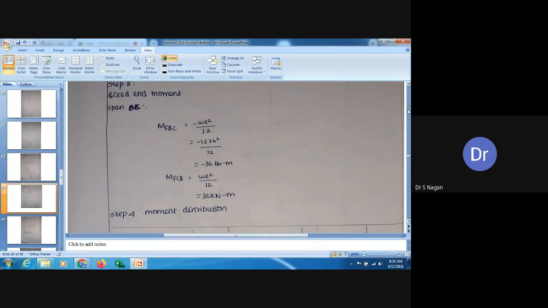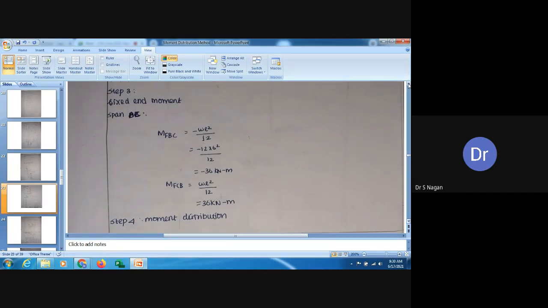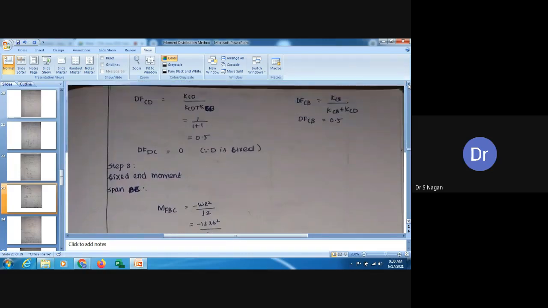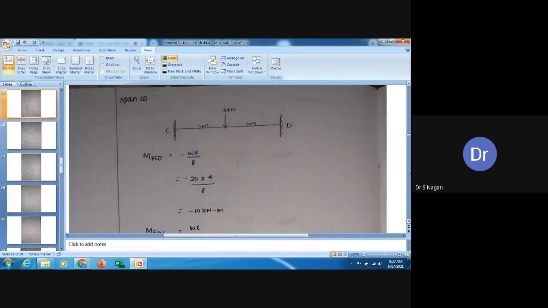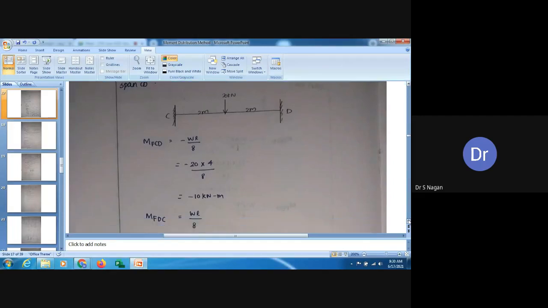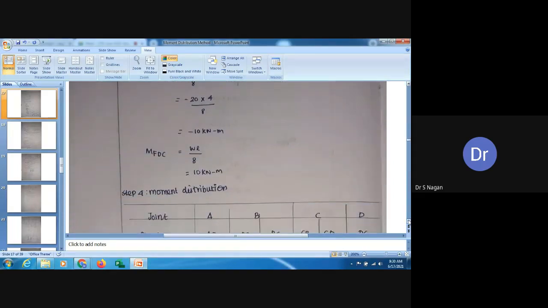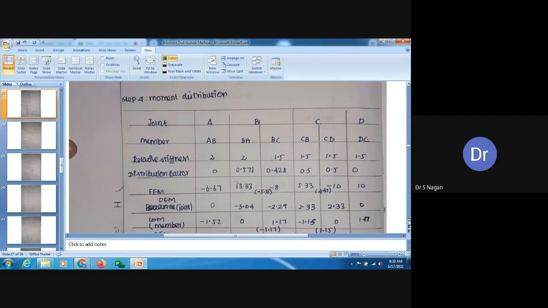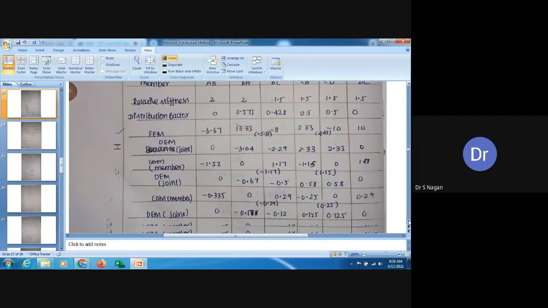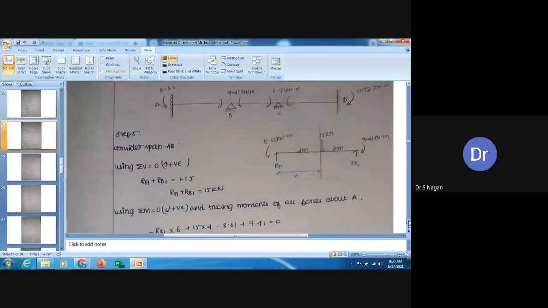How about the spans AB and CD? Can you tell me what will be the fixed end moment in spans AB and CD?